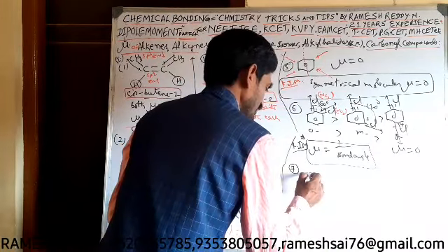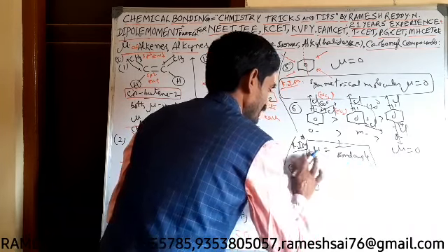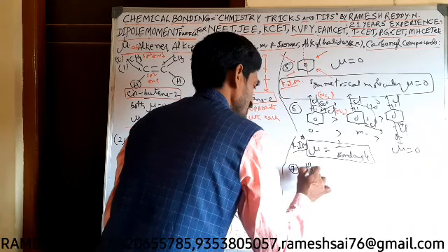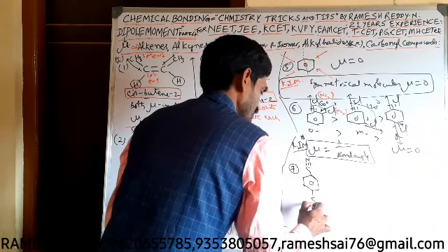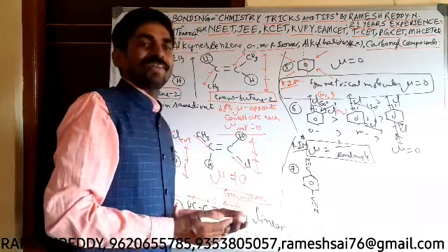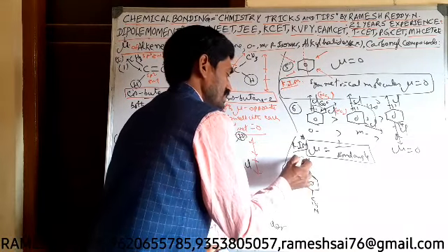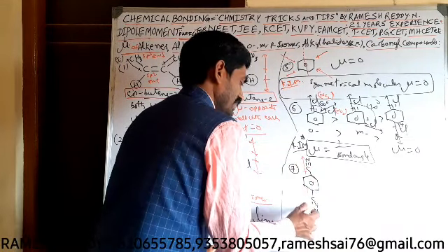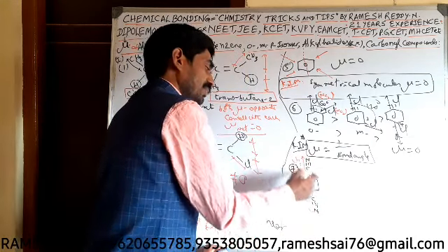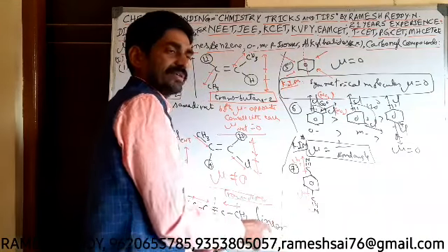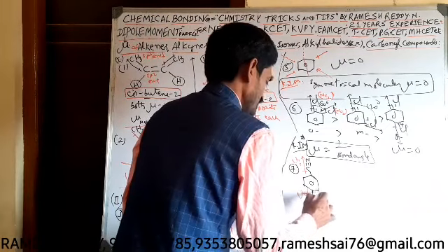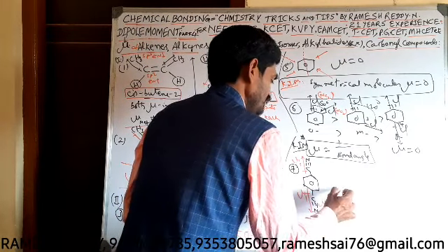Here the benzene ring has a carbon triple bonded to nitrogen, a cyanide group. Nitrogen is more electronegative, so the dipole moment is from this carbon towards nitrogen, and from the other aromatic carbon towards the nitrogen. One dipole moment is in the upward direction, the other in the downward direction. Both have the same magnitude but opposite direction, so they cancel each other. That's why the dipole moment of this is 0.